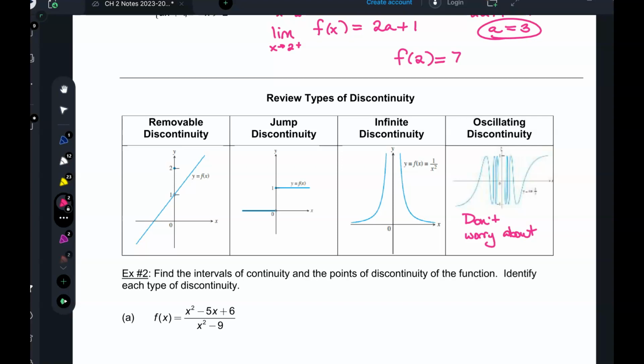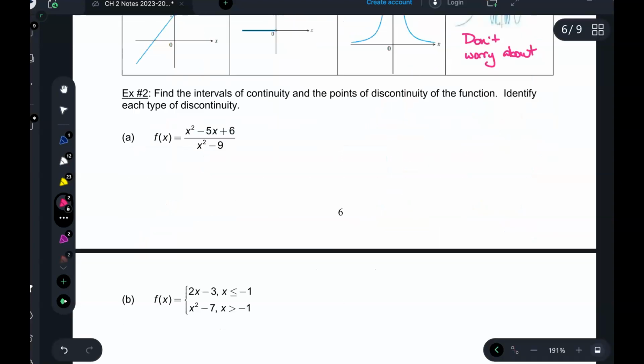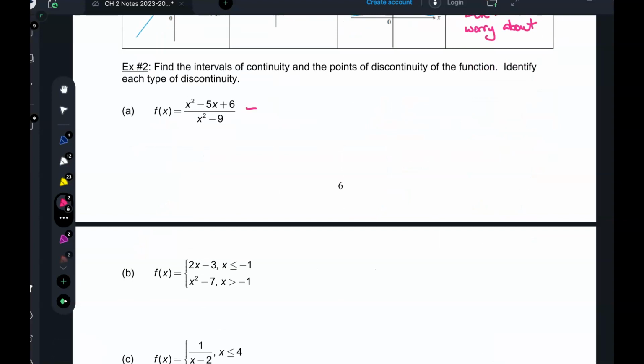and identify each type. So we have a rational function. What's our first objective? What do we got to do? What do we call that? Factor. Okay. That's the word, the factor. Expand would be if you're multiplying it out. That's what he was asking. Factor, right? Yeah. Okay.